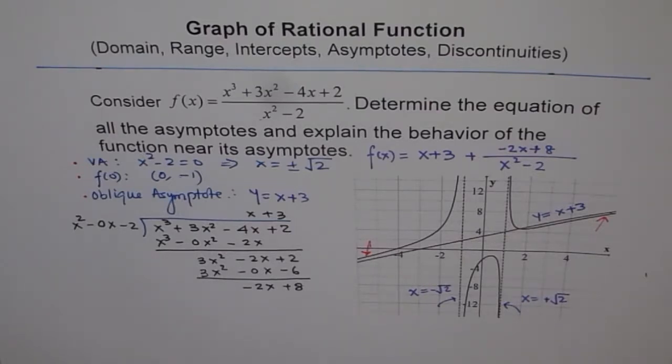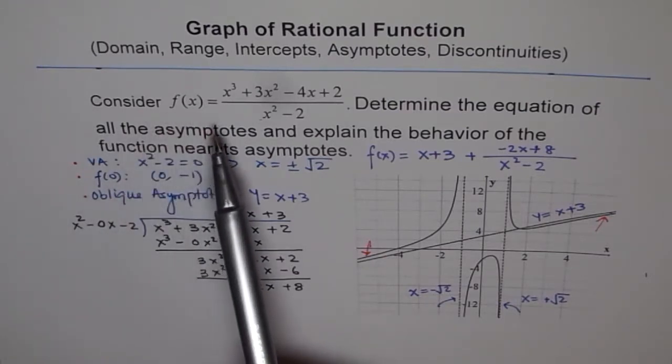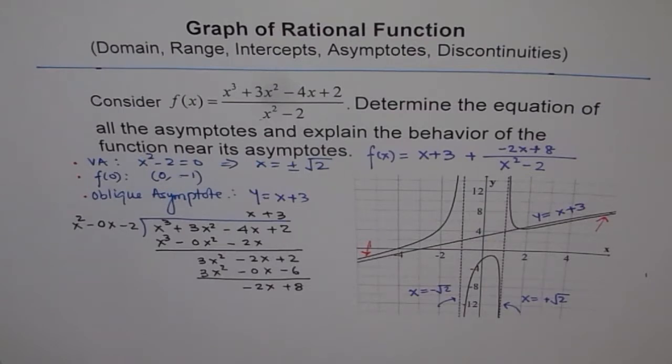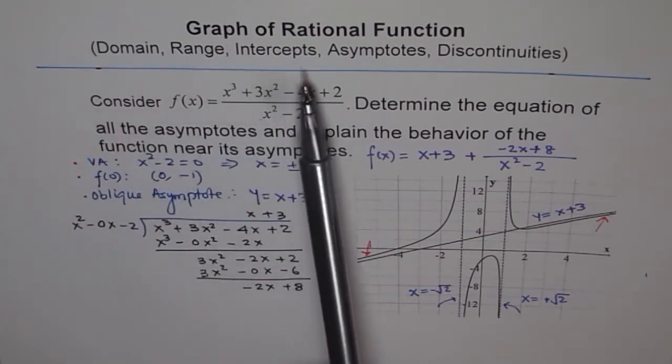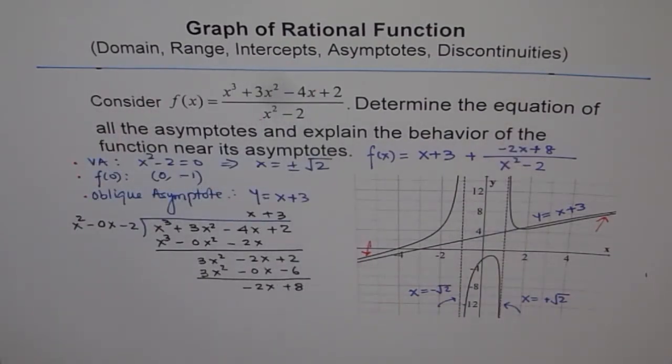Well, all of these things you can definitely do, right? My suggestion is that you redo your question and plot a neat and beautiful graph similar to what I've already given here as an answer for you. So copy this: f of x equals x cubed plus 3x squared minus 4x plus 2 divided by x squared minus 2. Find the equation of your asymptotes and explain its behavior. Then you can write down the domain, range, intercepts, and all of the discontinuities. Okay? Thank you.